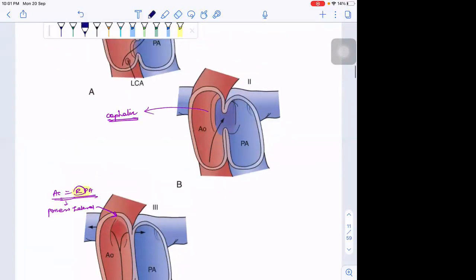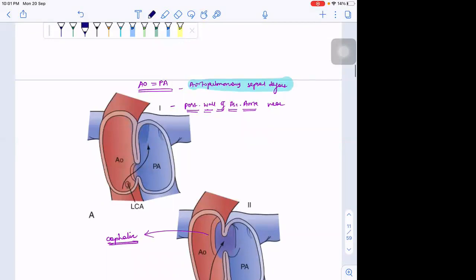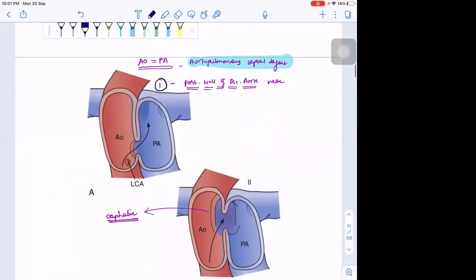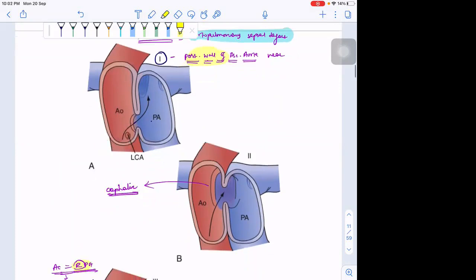Number two is aortopulmonary septal defect. So aortopulmonary septal defect is type 1. What is type 1? Here you see, the aorta and the pulmonary artery are both connected by a defect in the posterior wall of the ascending aorta. So it is the posterior wall of the ascending aorta.